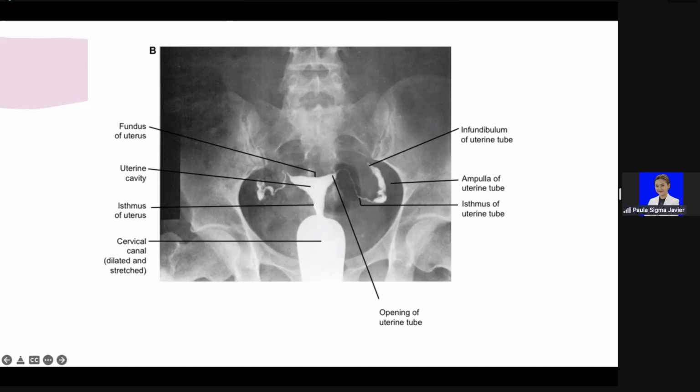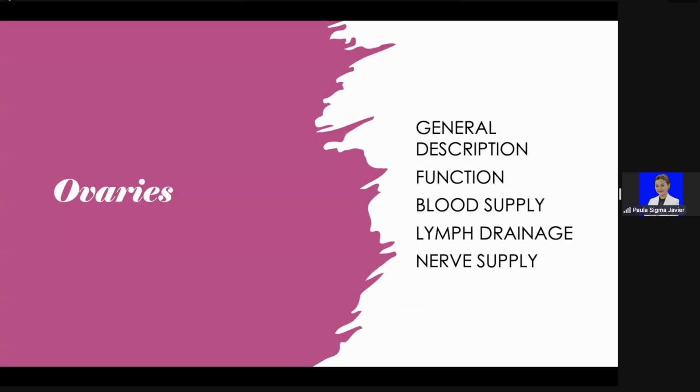One thing to keep in mind for the practical exam, if you point to a certain structure, for example, the isthmus of the uterus, you have to be specific. Don't just say isthmus because as you can see, the fallopian tube also has an isthmus. Okay? And the round ligament, you have to be specific if it is the round ligament of the ovary or the round ligament of the uterus.